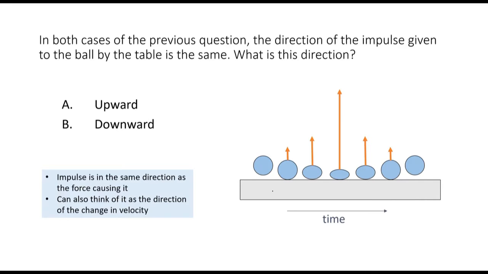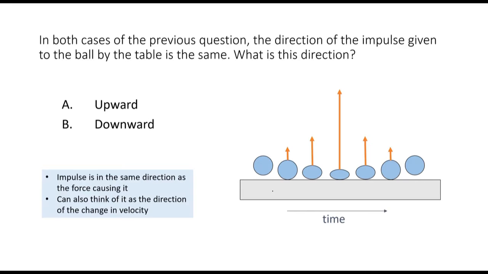Alternatively, you can think about the change in direction of the momentum of the ball. So remember we said it's going downwards to start with, and then it's going upwards afterwards. And so the change in velocity, the change in momentum is going to be positive. And so then again, we would get upwards for the direction of the impulse on the ball. And then the force exerted by the ball on the table is going to be in the opposite direction. It's going to be downwards, right?